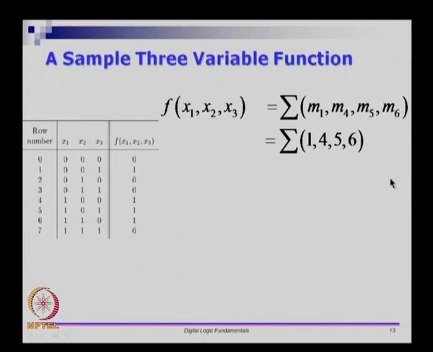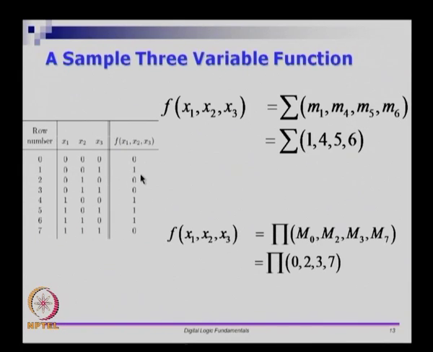The English way of explaining this is, f is a function which is on when the condition in row 1 is true, or row 4 is true, or row 5 is true, or row 6 is true. So one of these conditions should be true, and when will row 1 be true? Row 1 will be true if x1 is 0, x2 is 0 and x3 is 1. So that's when row 1 will be exercised, and so on.